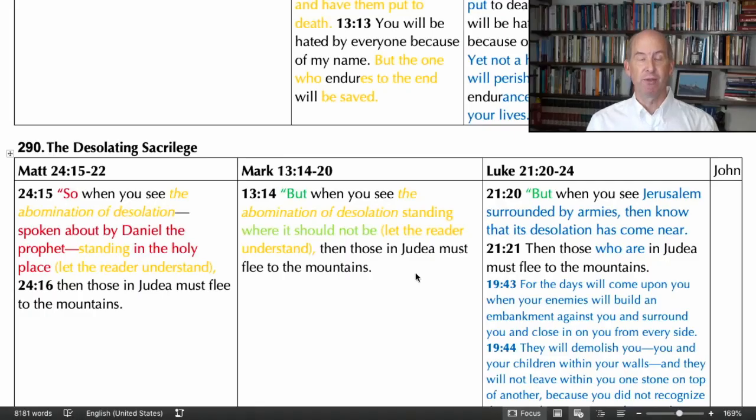Now look over in Matthew 24. "So when you see the abomination of desolation," Matthew then explains to his readers, "spoken about by Daniel the prophet, standing in the holy place, let the reader understand, then those in Judea must flee to the mountains." This is not just a shared oral tradition. This is literary dependence. Either Matthew is drawing on Mark, Mark is drawing on Matthew, or both of them are drawing on some other written source.